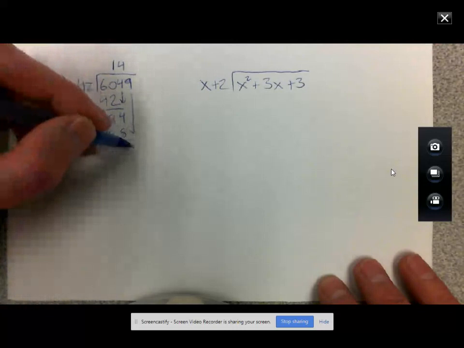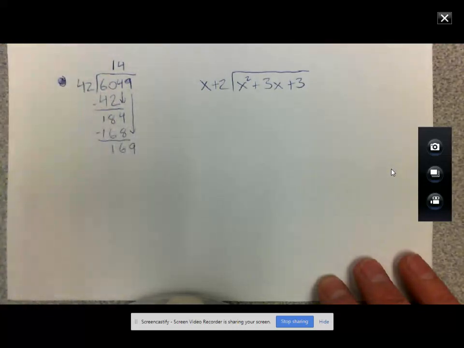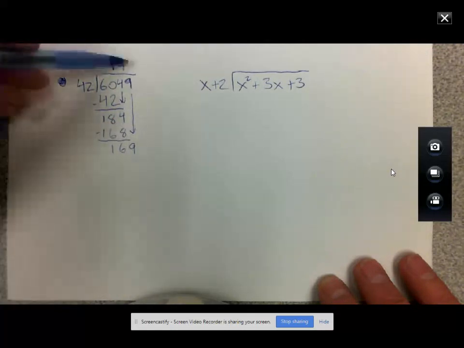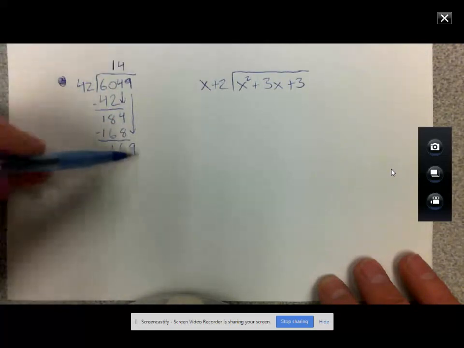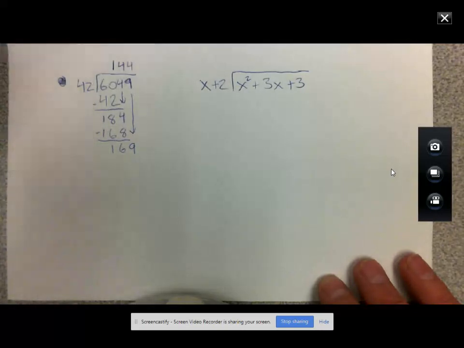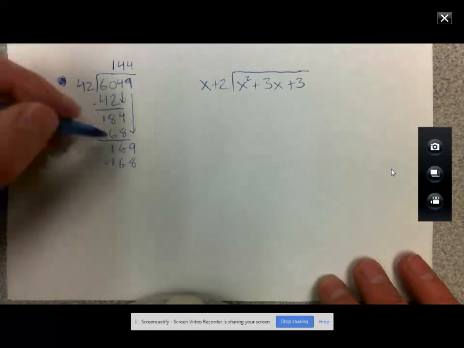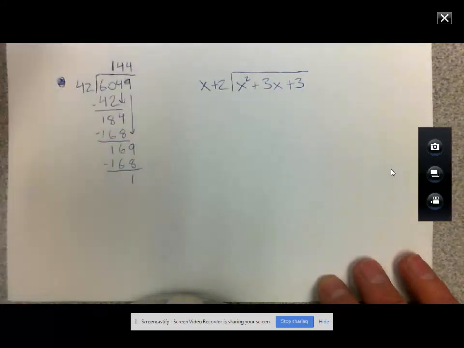Bring that 9 down. And I've already got close to this before. I had 168 before. So when I ask something times 42 gets me close to 169, I know 4 times 42 is going to get me close. Sorry, 4 times 42 can get me close. I've got a remainder of 1.